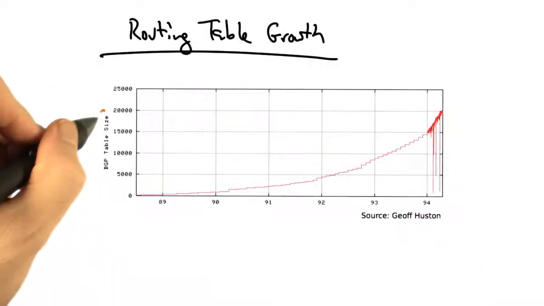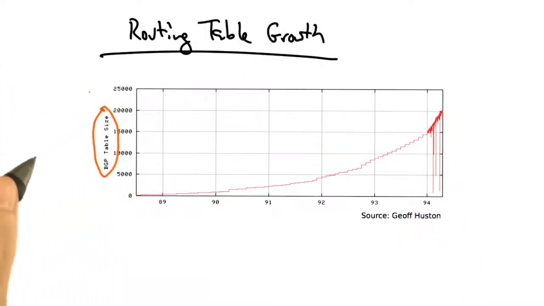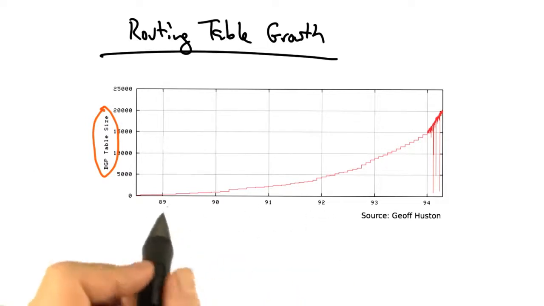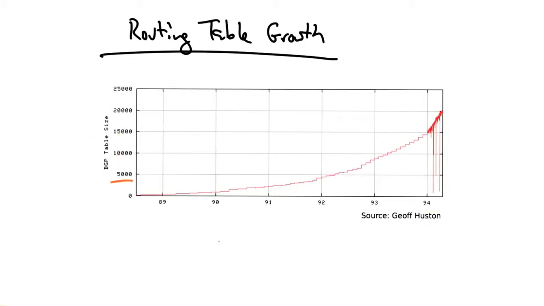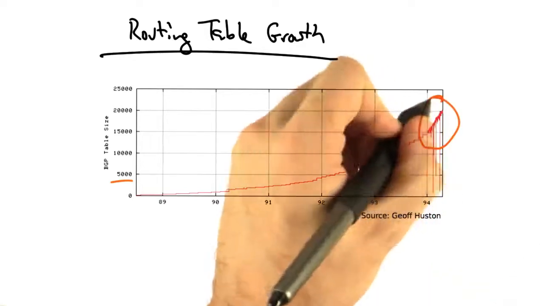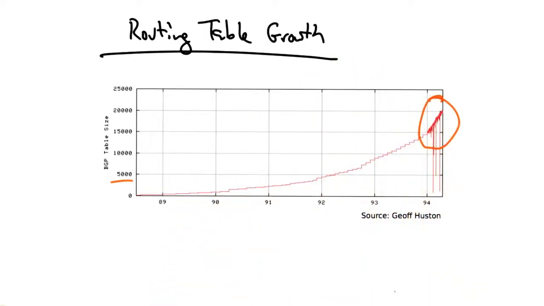This plot shows the BGP routing table size as a function of the year, starting in 1989 and going up to 1994. You can see that at this time, the Internet routing table is quite small. It started at less than 5,000 prefixes. By comparison, now we have about 500,000 IP prefixes in the Internet routing table.